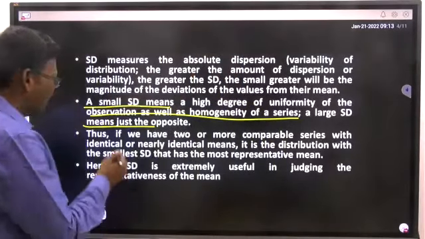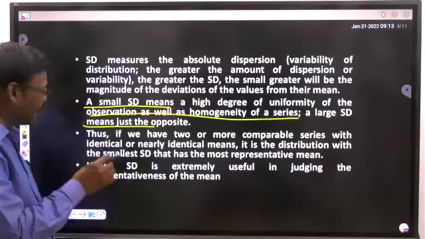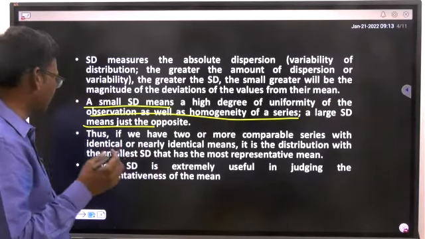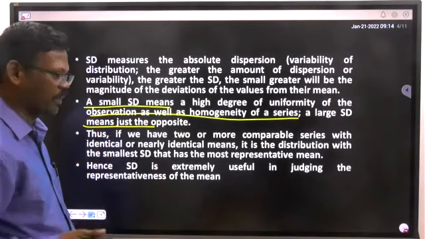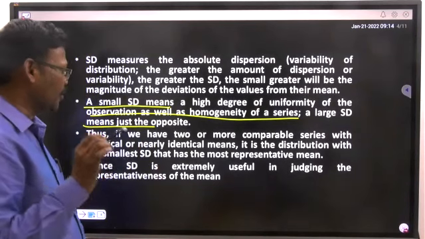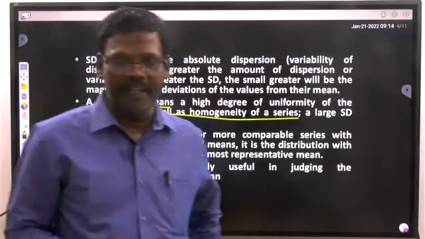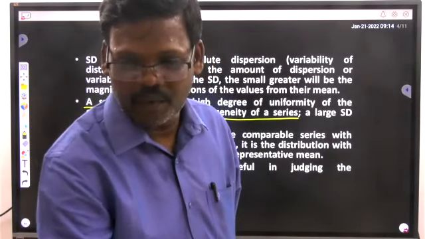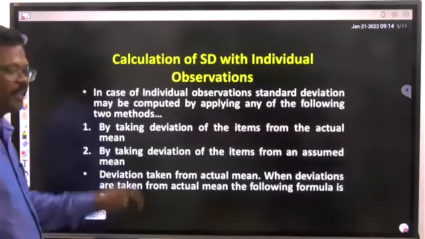If we have two or more comparable series with nearly identical means, it is the distribution with the smallest standard deviation that has the most representative mean. Hence the standard deviation is extremely useful in judging the representativeness of the mean. That is the point we can observe here.